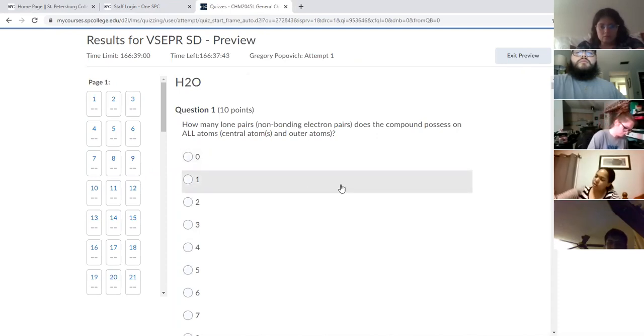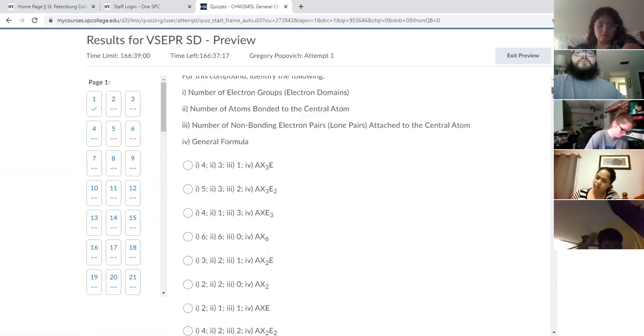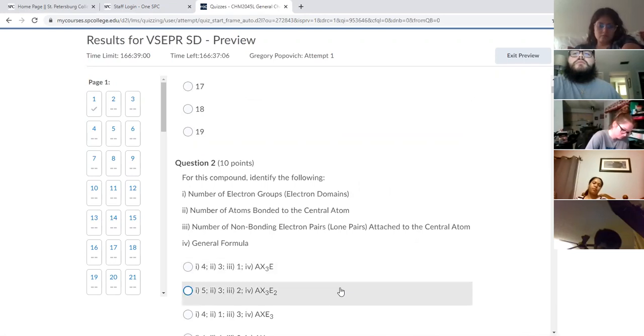The other thing you need to read carefully about the questions: does it ask how many lone pairs or how many lone pair electrons? This is asking lone pairs. So you are going to count pairs of electrons, not individual electrons. First question, how many lone pairs? Second question, you're going to have to do 4 things. You're going to be answering 4 questions.